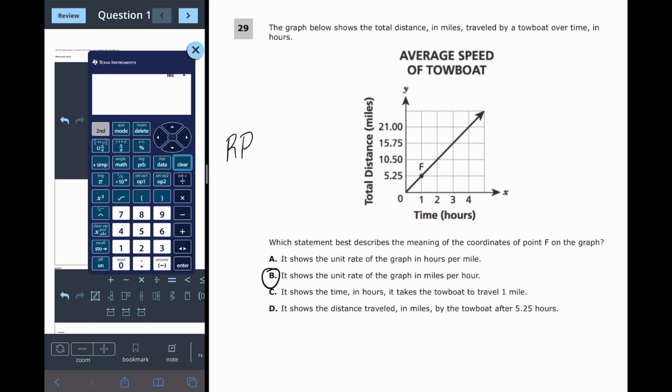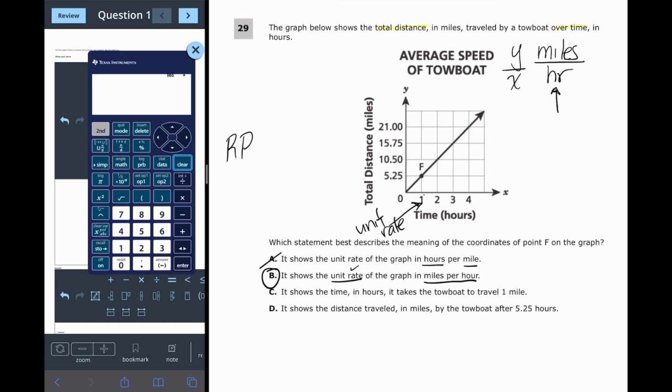All right, 29, we see a graph which has the total distance in miles traveled over time in hours. So again, if we're thinking y over x, we're looking at the miles per hour. Which statement best describes point F? So point F, I could already see it is at this 1 point, so we already know it's going to be a unit rate. So knowing that already with the first one, A, it says it's a unit rate in hours per mile. We know that's not what it is. That's the reverse. B, it is the unit rate, so that is true, in miles per hour, which we worked through. So B is the correct answer.